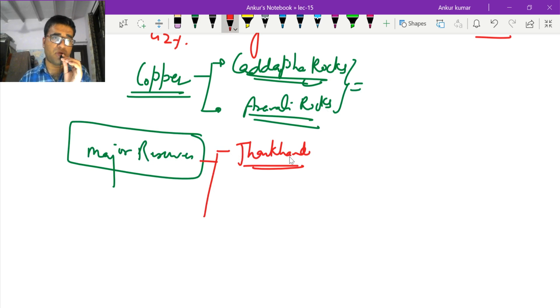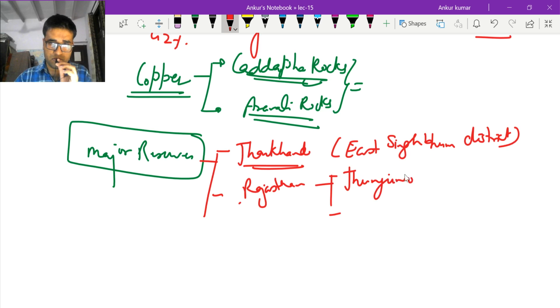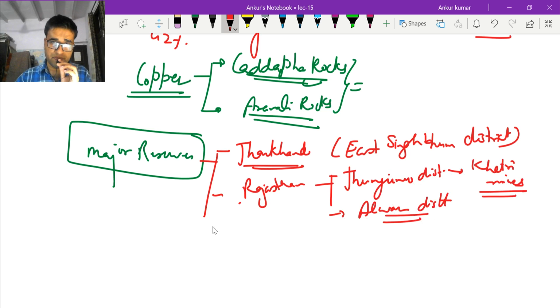See, for iron ore we saw that it was the West Singhbhum district, but for copper it is the East Singhbhum district. In Rajasthan's case, you have to remember two districts, two areas. One is Alwar, another is the Jhunjhunu district. Khetri mines are in Jhunjhunu district. Khetri mines, very important mines of copper.